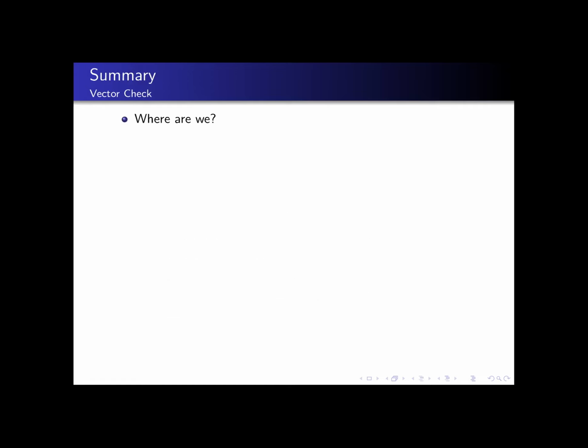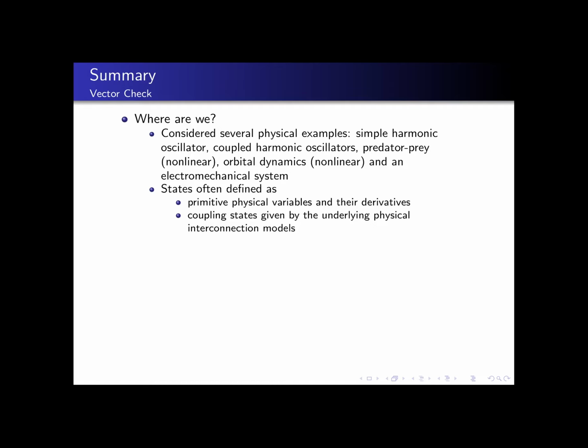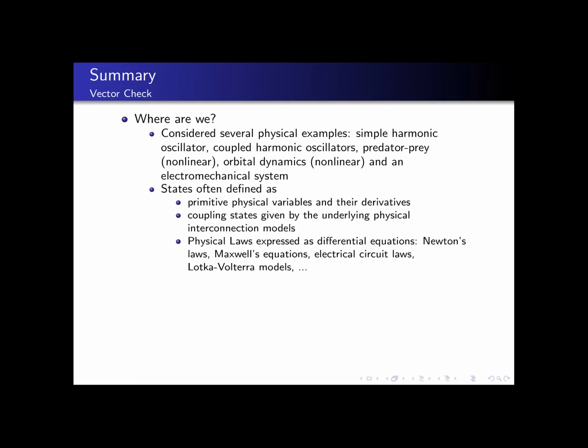Okay, so where are we at? We've considered several physical examples: simple harmonic oscillator, coupled harmonic oscillator, predator-prey system, which was slightly nonlinear, and then orbital dynamics, which was even more nonlinear. We've also looked at the electromechanical system, which is still linear. Okay, so often we get these states from the primitive physical variables and their derivatives, and by coupling states due to the underlying physical interconnection models, and of course the physical laws that govern the individual parts.